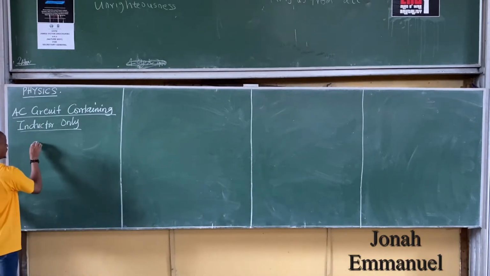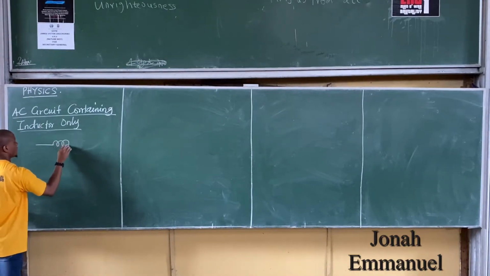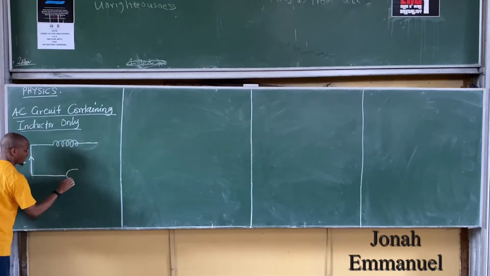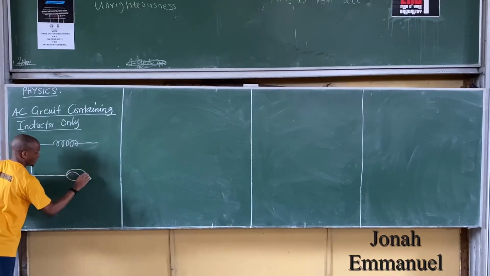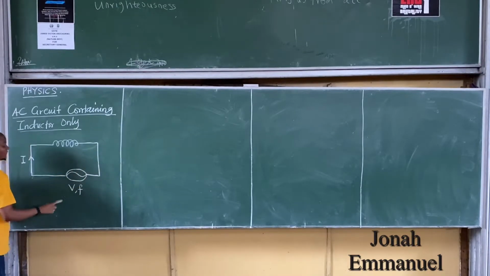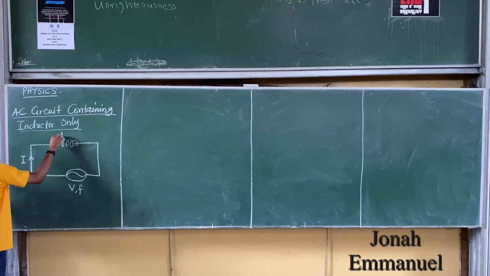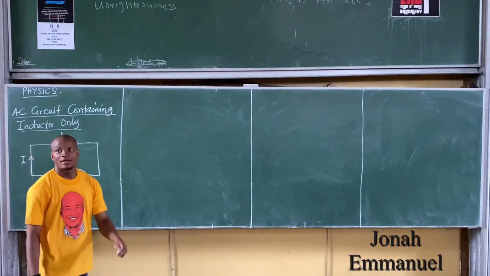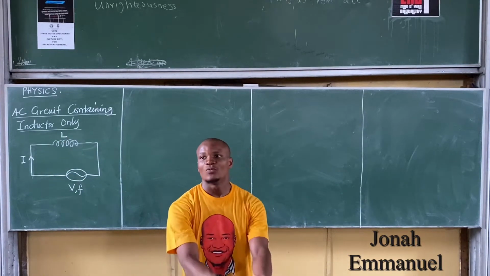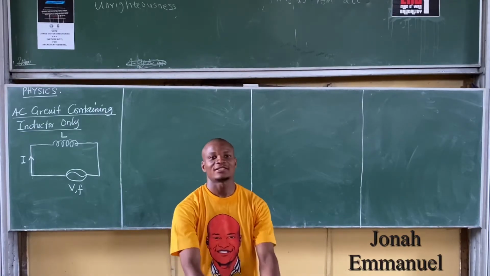For the inductor, we should be having this diagram. This is the section for inductance. From here, what do you have now? You have current going upwards. This is your I. And of course, you have VF here. VF means voltage frequency supply. This becomes the inductor. The inductor is used to measure inductance.